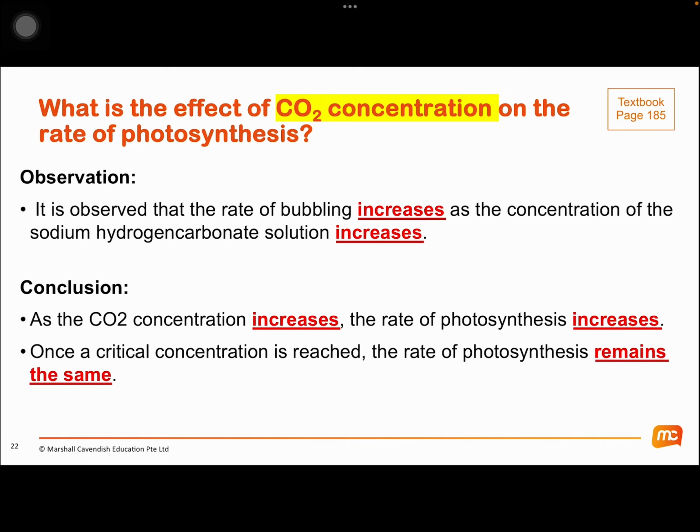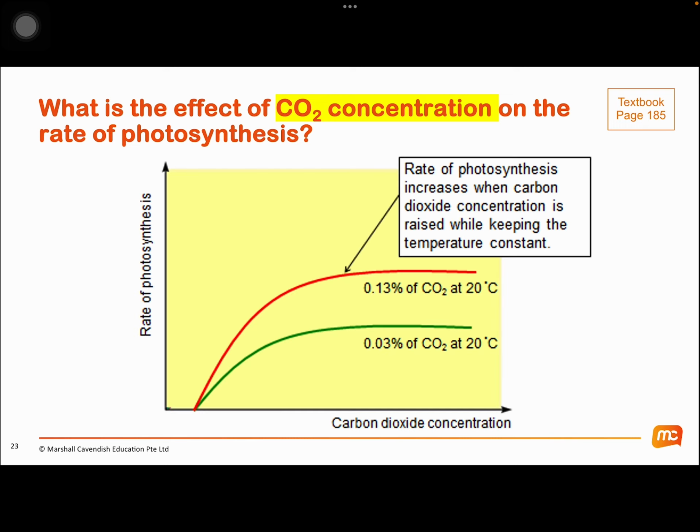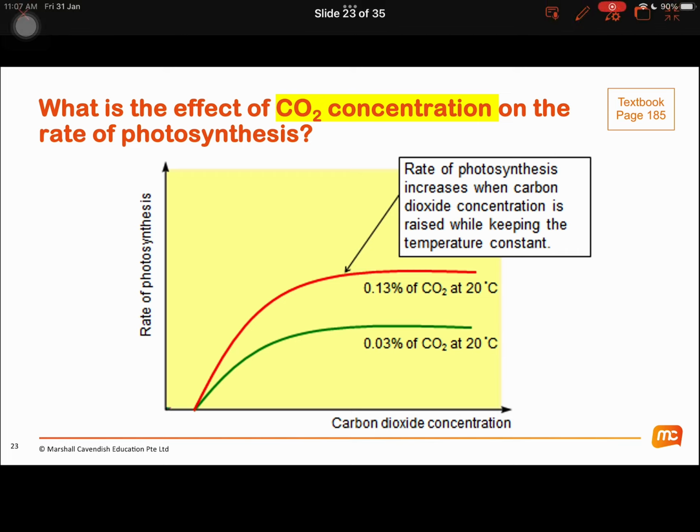Can the amount of oxygen produced increase with more carbon dioxide provided to the plant? Definitely not. There's only so much that the plant can take in. There's only so much carbon dioxide that the plant can take in for photosynthesis. So you can see over here in this experiment, right?